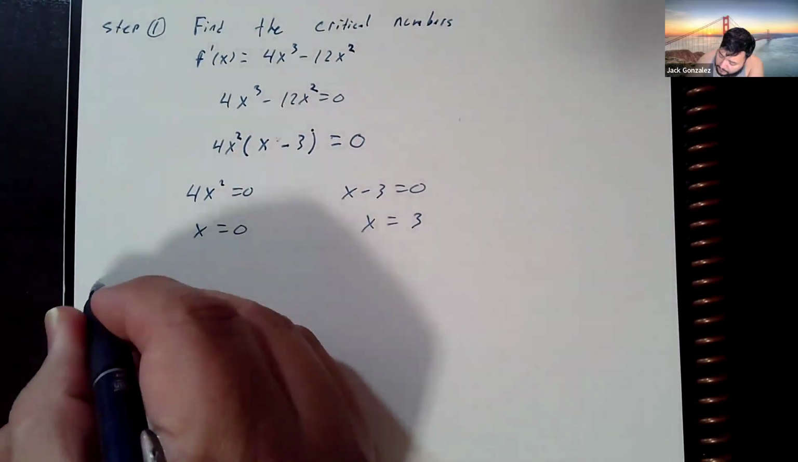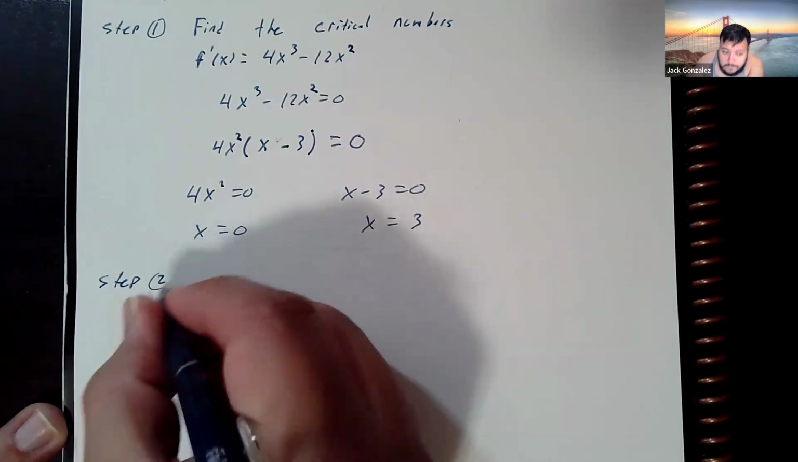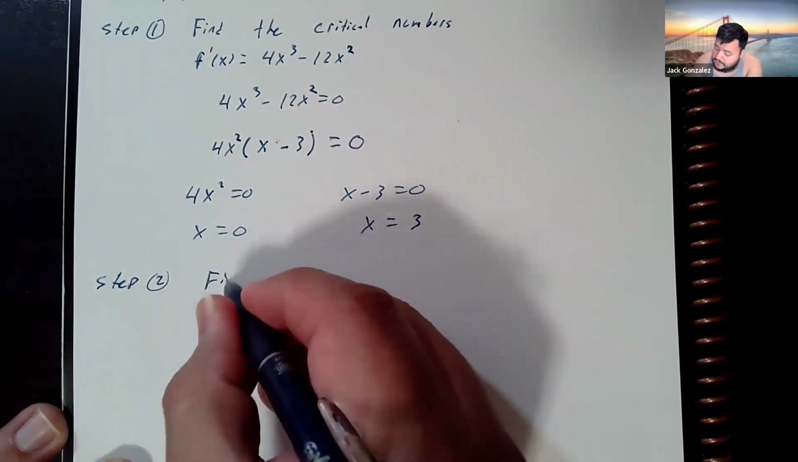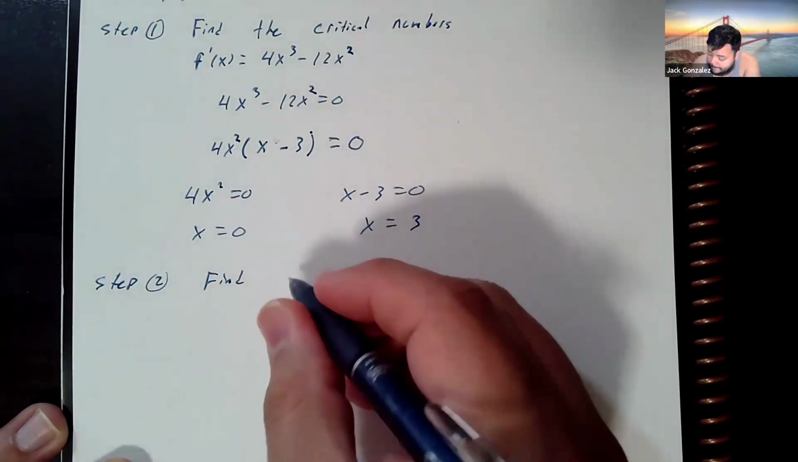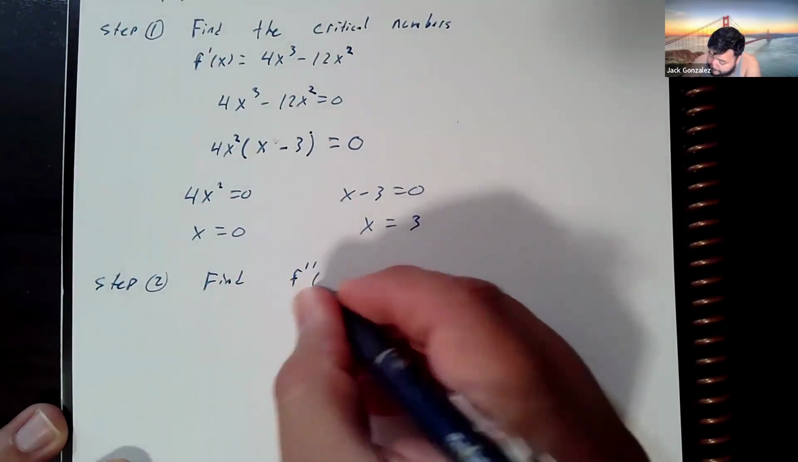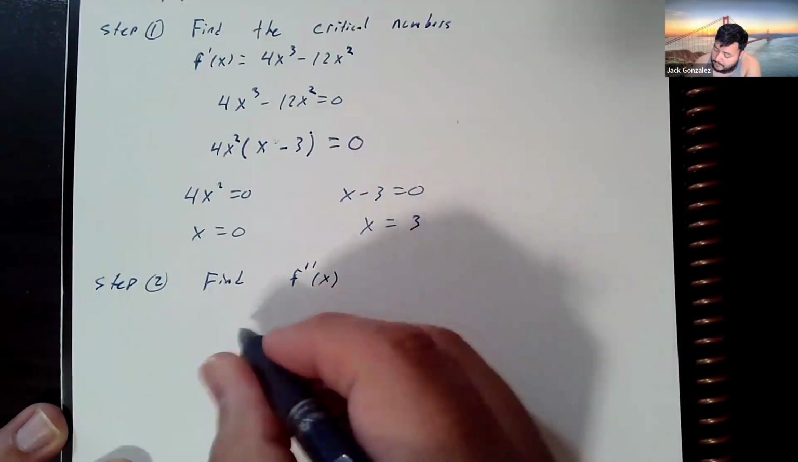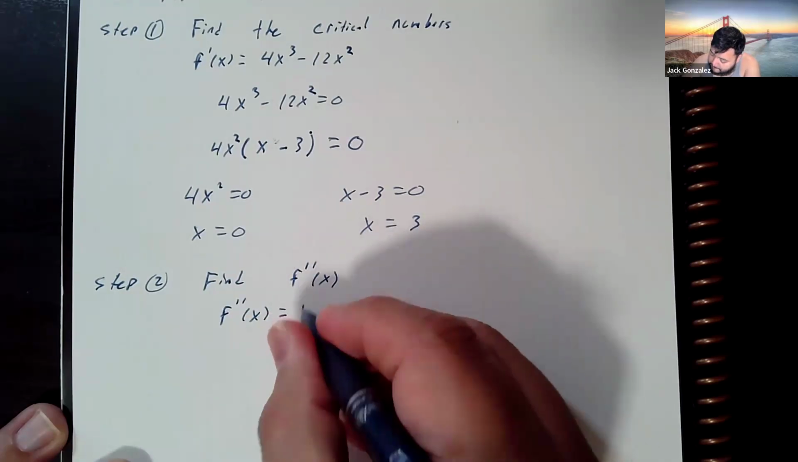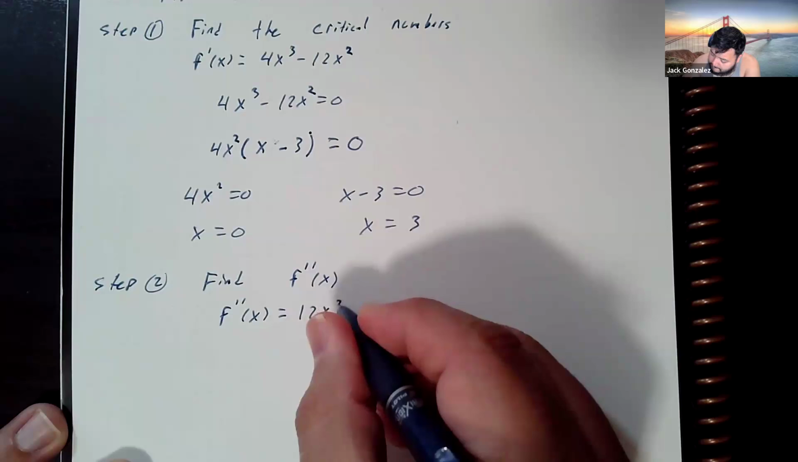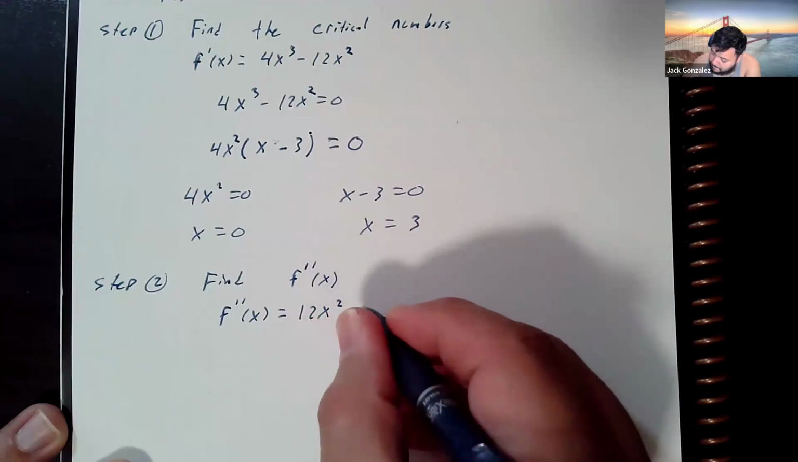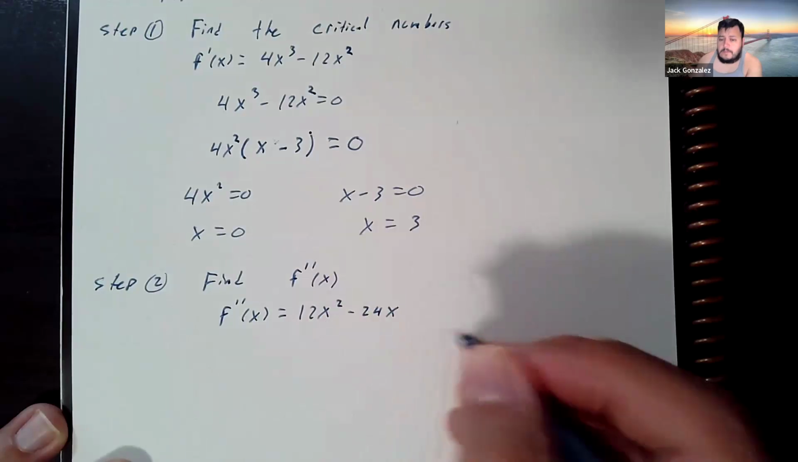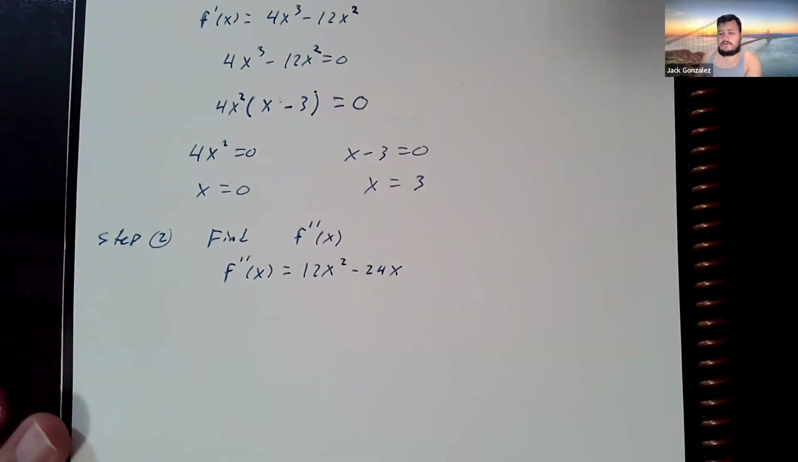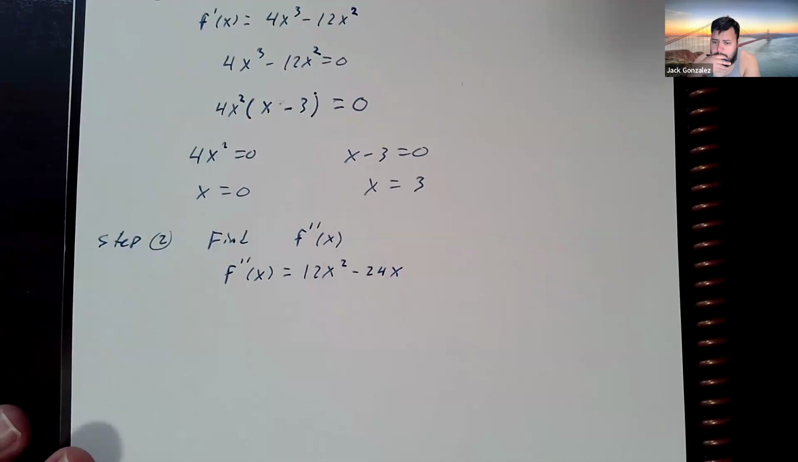Okay. Step 2. So we got our two critical numbers. So just find the second derivative and plug them in, and that's it. So the second derivative will be 24x squared, right? Well, x squared, that's right. All right.